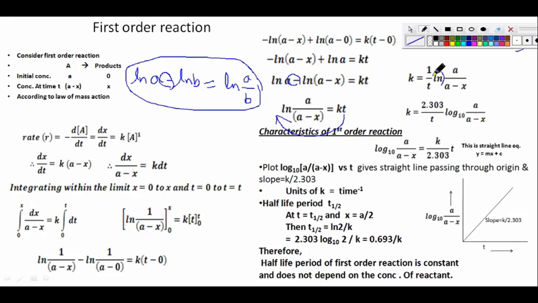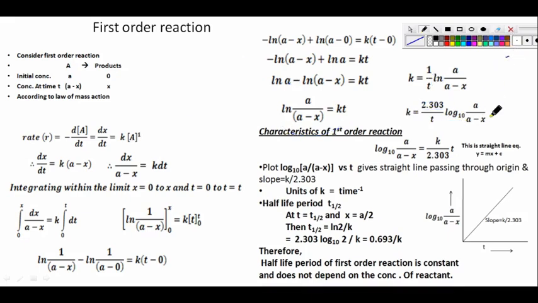Now this ln is log to the base e, natural log. So to convert this natural log into log to the base 10, we have to multiply it by 2.303. So finally we get k is equal to 2.303 upon t log to the base 10 A upon A minus x. So this one and this one are the integrated rate equations for first order reaction.